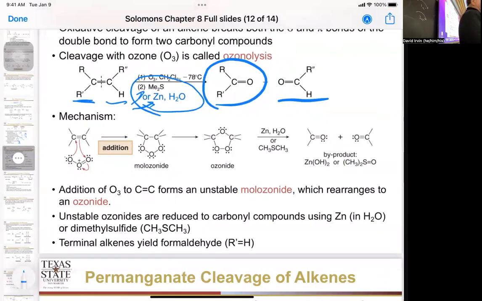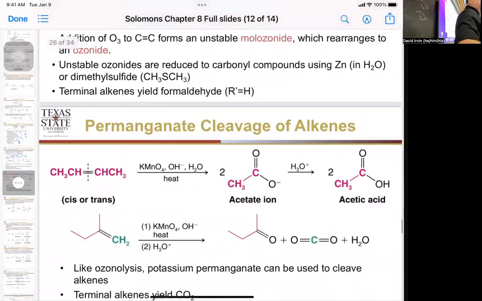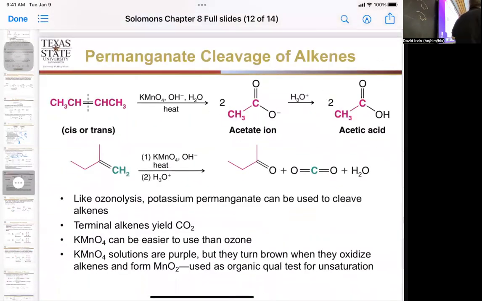Okay. It's a really great way to get aldehydes from the system, because you can start with a very big molecule with an alkene in it and chop it into smaller pieces. But what if you have a ring? Well, then you're going to open the ring and you're going to have that same number of carbons. Okay. The other way to do this is with permanganate.